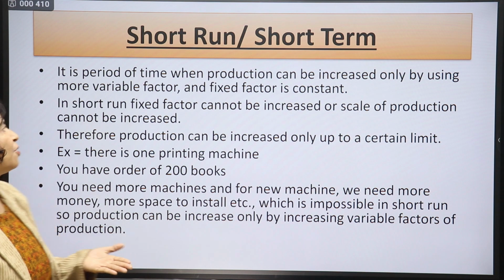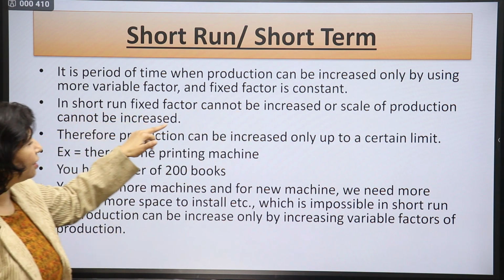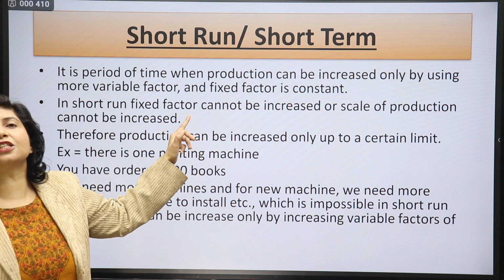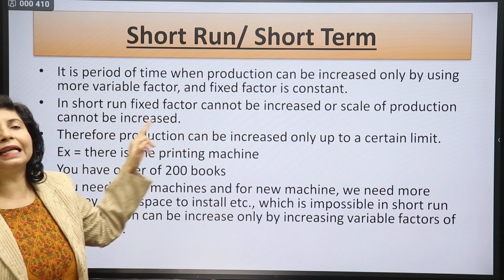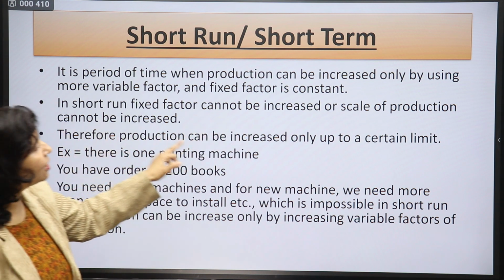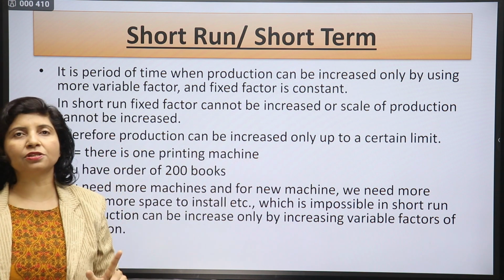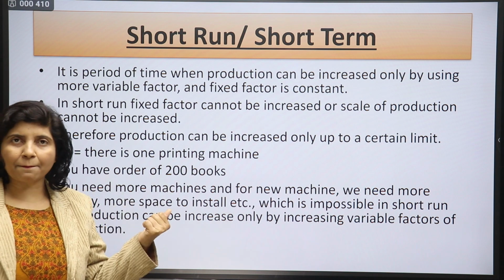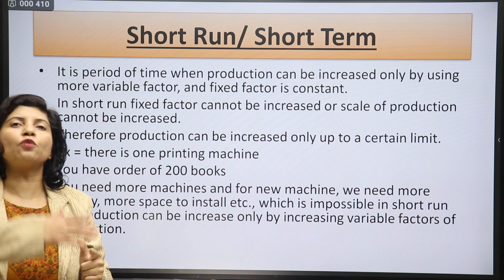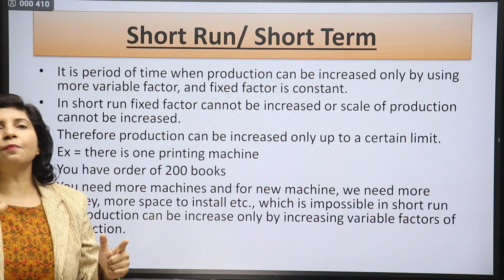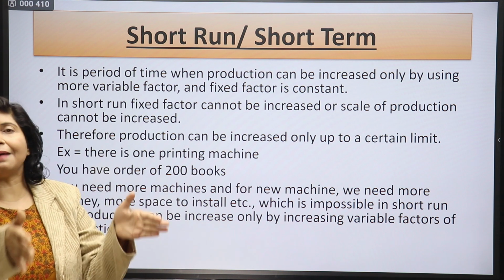Capital cannot be increased in the short run. In the short run, the fixed factor cannot be increased or the scale of production cannot be increased. So what is scale? Scale is the size of your plant and the number of machines you can use. So here scale cannot be increased. Therefore, production can be increased only up to a certain limit. For example, in our example, we can increase printing of our books from 100 to 150 or at most not more than 200 books. After that, we will require a new machine to print in 1 week.